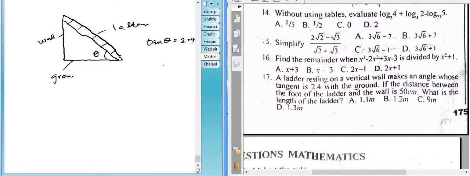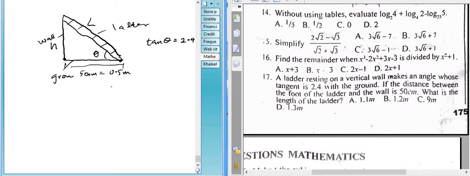This is the foot of the wall, this is the foot of the ladder here. So the distance from here to here is given as 50 centimeter, which is equal to 0.5 meter. Okay, and they were asked to find the length of the ladder. So they were asked to find L, the length of this ladder, and this is the height of the wall.